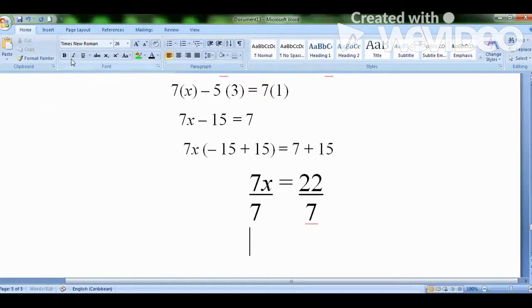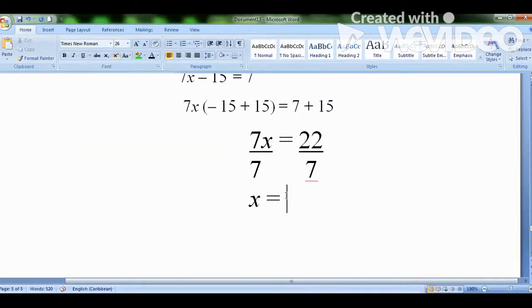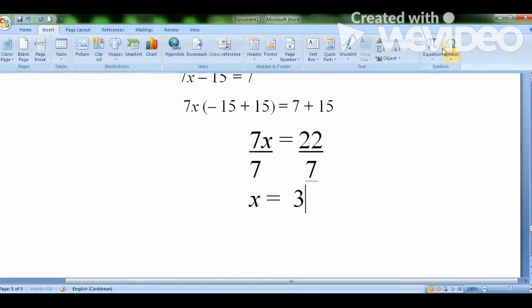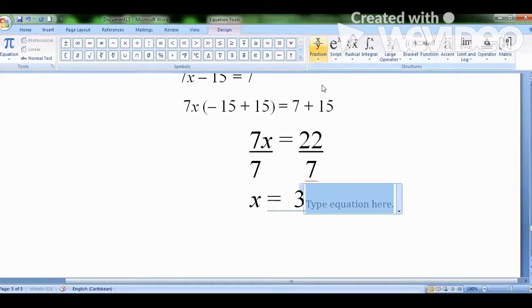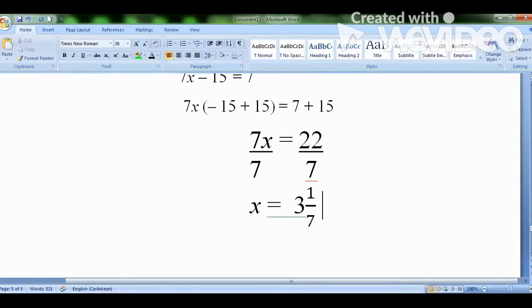So x is equal to 22 over 7. Give it in mixed fraction. What is this in mixed fraction? So it'll be 3, sir, 1 over 7. Or 3.14.